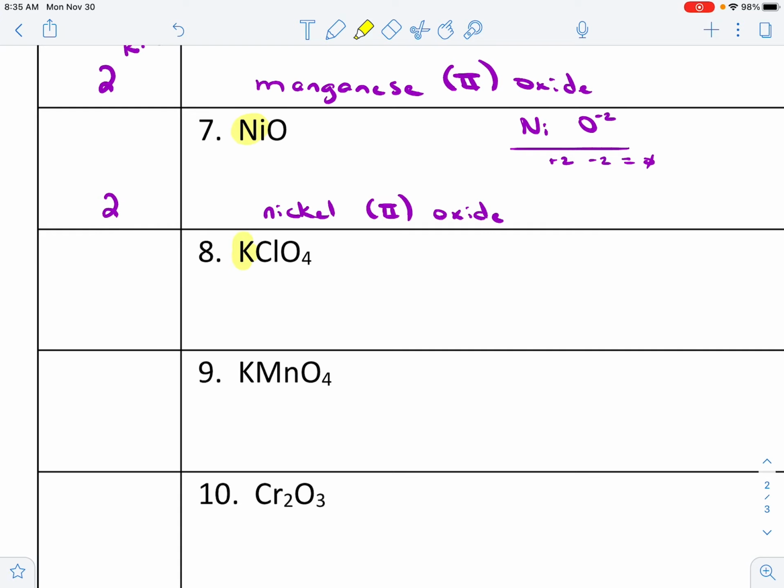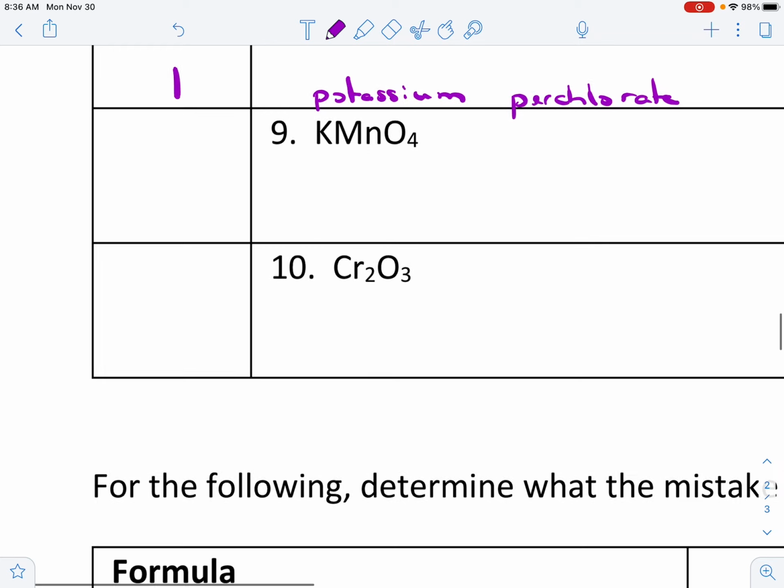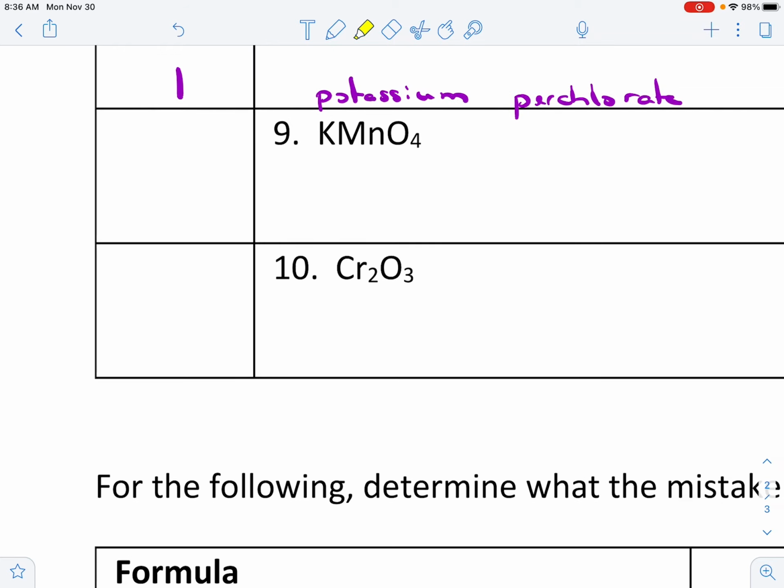So check our first one, K. There you go. It is a type 1. So we just name it. K is potassium. ClO4 must be up top. There it is, perchlorate, potassium perchlorate. Awesome. Look at us roll. Okay, now we have number 9. Potassium again, also type 1. So we're going to say potassium, and then MnO4 must be up top as well. There it is, permanganate.